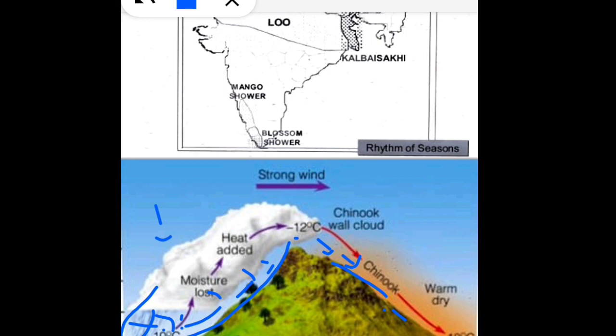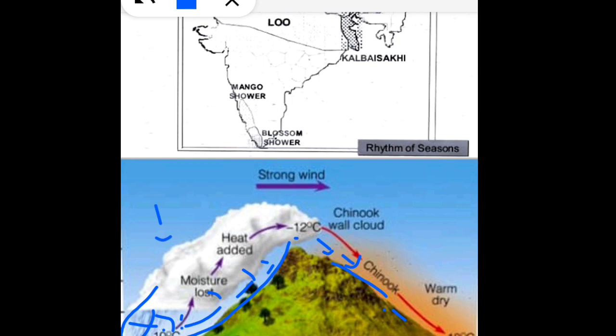So it is a local wind which descends down the eastern slope of the Rockies mountain range, which is in the western part of North America. So it's a mountain range that lies in the western part of North America. As this wind descends down from the eastern slope of the Rockies, it becomes warmer.